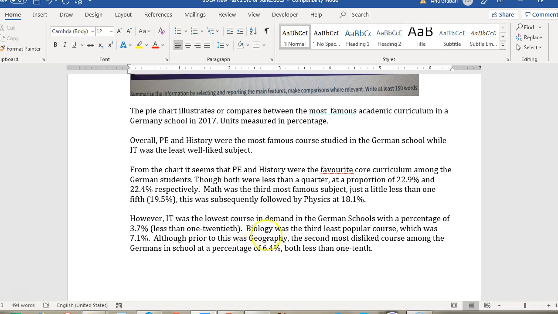Okay. Biology was the third least popular course, which was, again, with a value registered or with a popularity registered at this many percent. Although prior to this was geography, the second most disliked course among the Germans in school, at a percentage of both less than 1/10. Okay, again, this is a subject and it's a very confusing sentence. I'm not sure I understand. Do you mean that geography came before biology?